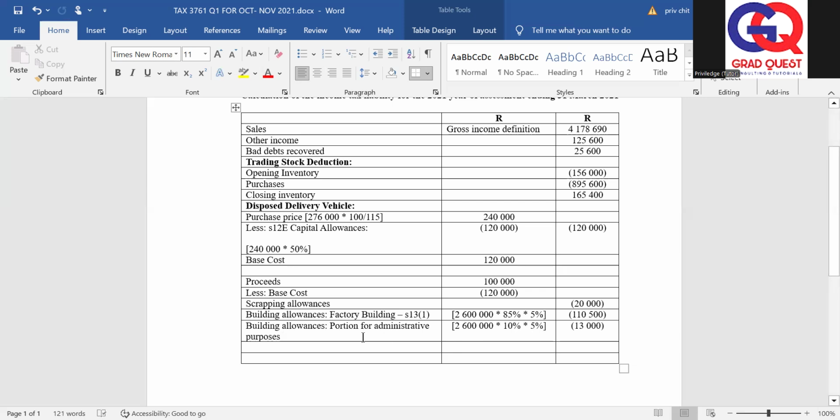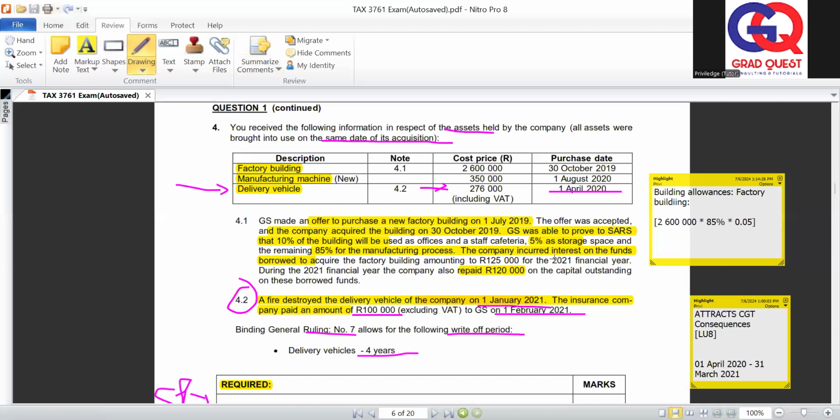Right. So on this one, obviously, it's going to be section 13 quin of the Income Tax Act. That will be applicable to this part of the office building. Now, according to the Income Tax Act, for storage purposes, they don't give you any capital allowance claim. So we are not going to use that 5% as storage space claim. We can't claim capital allowances over that.